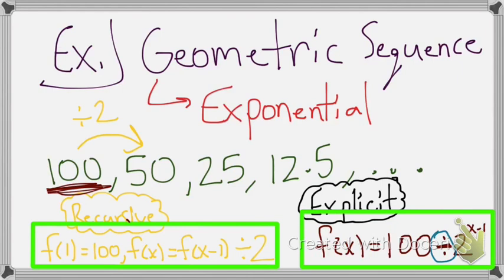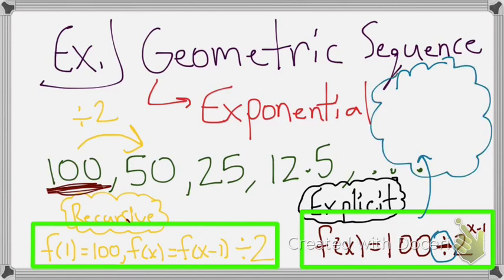If it was multiplying by 2, just in case you guys would want to see the difference, okay, this is imaginary right here. Make sure you know that. If it was multiplying, maybe if I were you guys on my paper, I would write something like that. If multiplying, the only difference would be we change the division to multiply. It'd be okay, start with 100 now, but then multiply by 2 x minus 1 times.